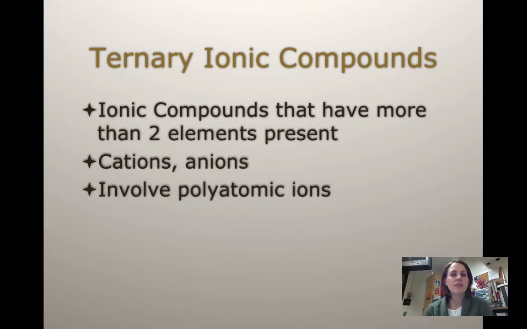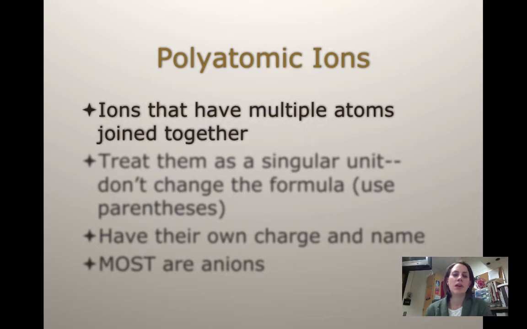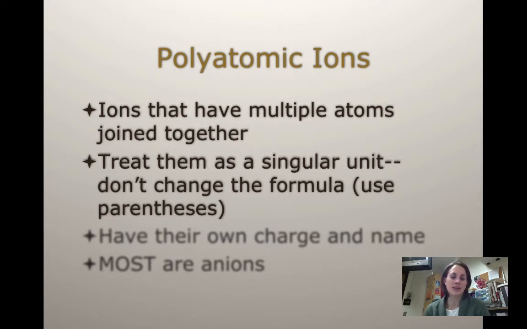But now the thing that's different is they are going to involve polyatomic ions. Polyatomic ions are ions that have multiple atoms joined together. When they are joined together, we treat them as a singular unit, which means I cannot change the formula of those ions. The formula is fixed. They have their own charge and their own name. We don't need to worry for right now about how they get the charges that they do, but we do need to familiarize ourselves with the names of some of these polyatomic ions and what charges they carry.